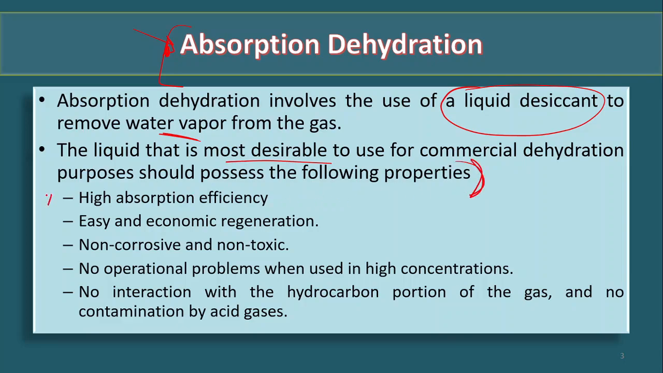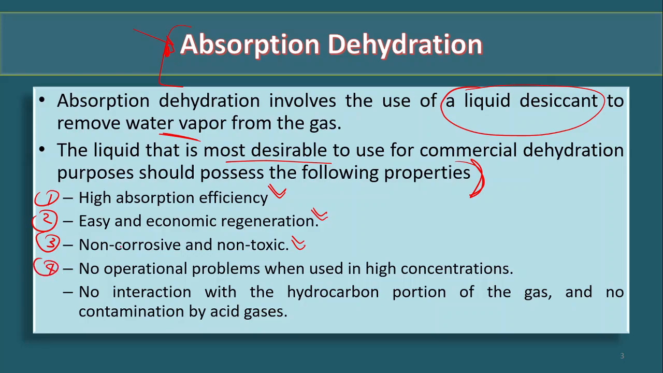For example, it should have very high absorption efficiency with respect to water, and the second is easy and economic regeneration, so that we can use it again and again. And the third one is non-corrosive and non-toxic. Non-corrosive, so that we can avoid corrosion in the different parts and columns of the natural gas plant, and non-toxic to avoid toxicity from the application point of view in domestic purposes.